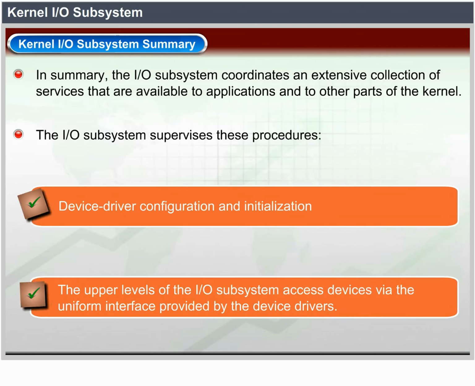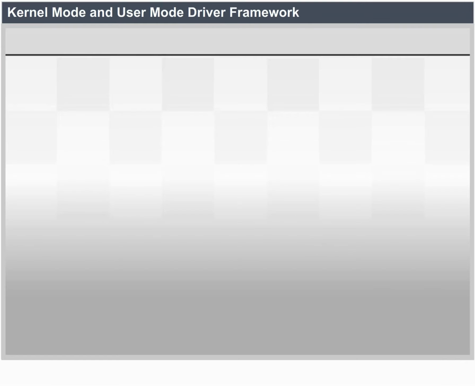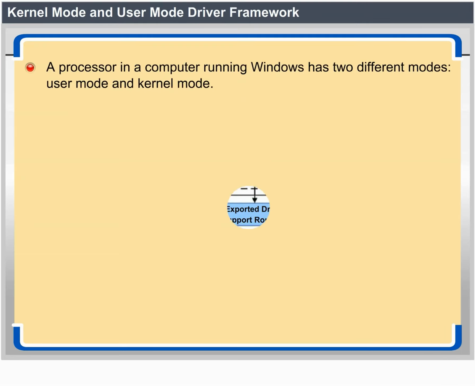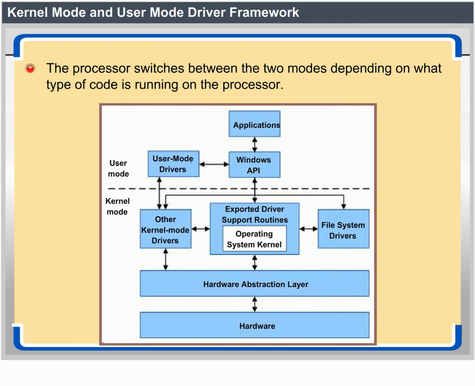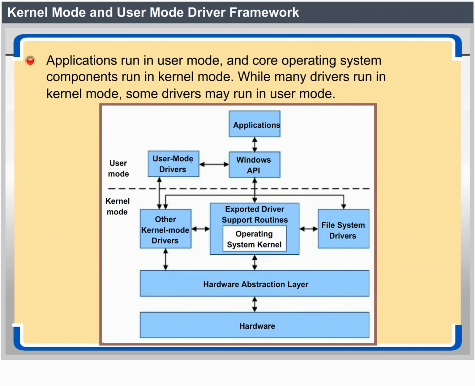Kernel mode and user mode driver framework. A processor in a computer running Windows has two different modes, user mode and kernel mode. The processor switches between the two modes depending on what type of code is running on the processor. Applications run in user mode and core operating system components run in kernel mode. While many drivers run in kernel mode, some drivers may run in user mode.